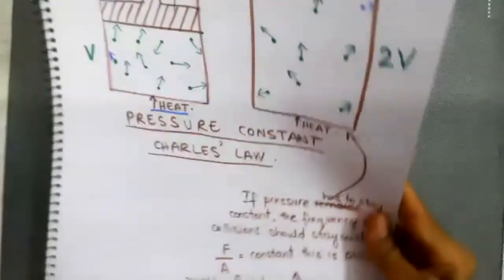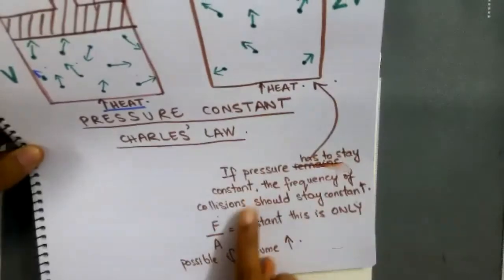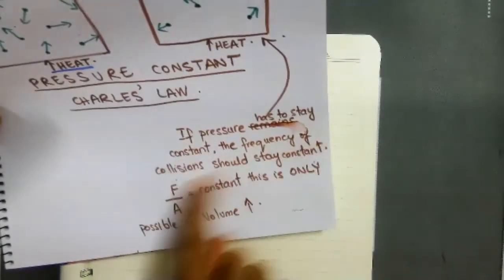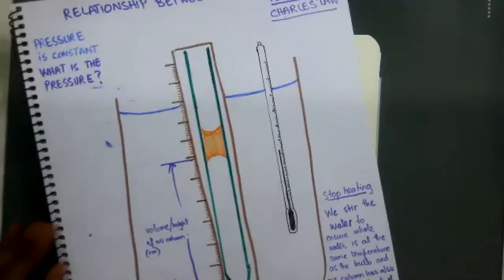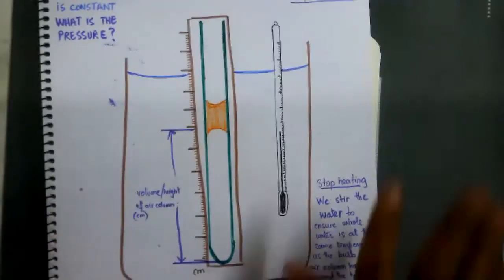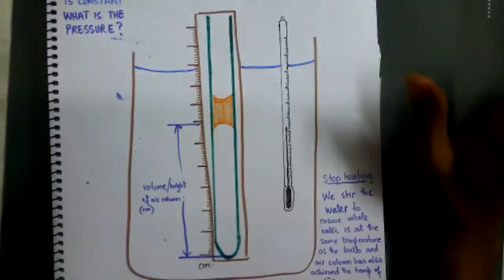Okay, so if pressure has to stay constant, this is only possible if volume increases. So this is done. Boyle's law is done. Pressure law is done. Charles' law is done. Now we will come to experiments. I will discuss the experiments first.